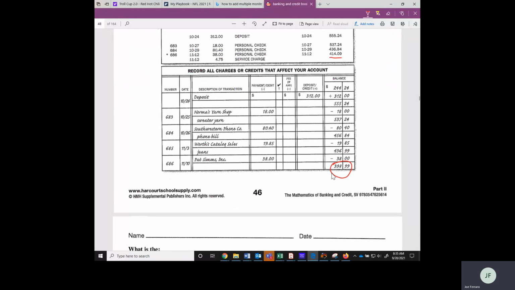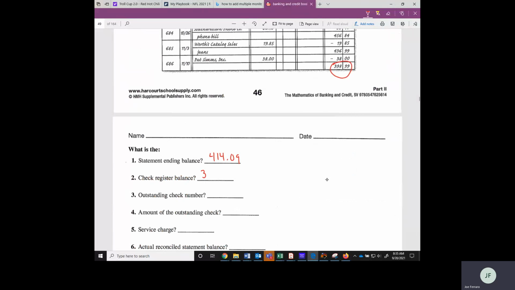Okay, we have $398. Sorry if this gets sloppy sometimes. This pen is hard to write with on the computer.